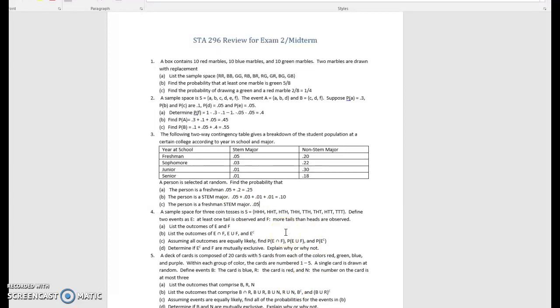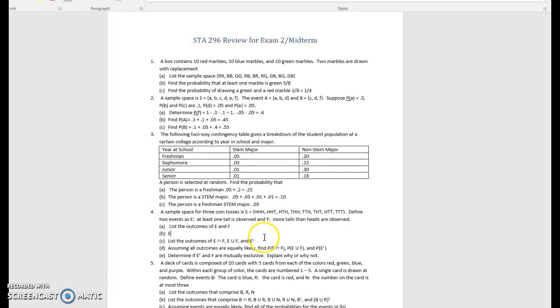All right, let's go to number 4. A sample space for 3 coin tosses is S equals, and there's all of our possibilities if we toss a coin 3 times, with HHH representing head, head, head, and HHT representing head, head, tail, and so on. So we want to define 2 events as E, at least 1 tail is observed, and F, more tails than heads are observed. So the very first thing it asks us to do is list the outcomes of E and F. So let's start with E.